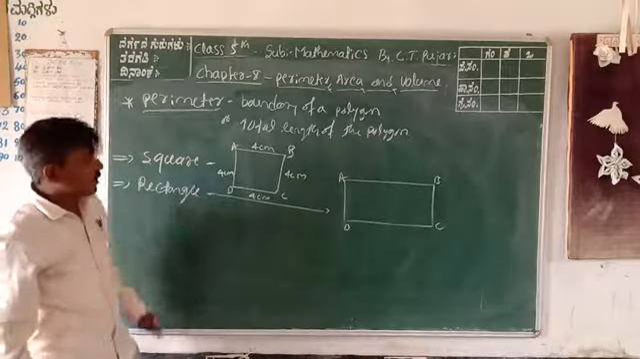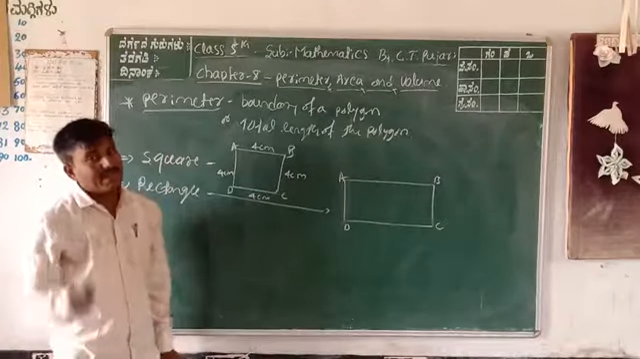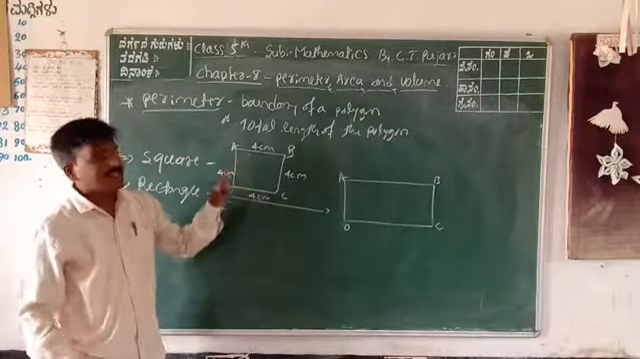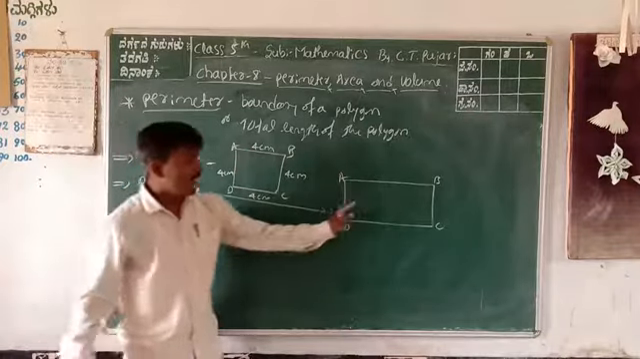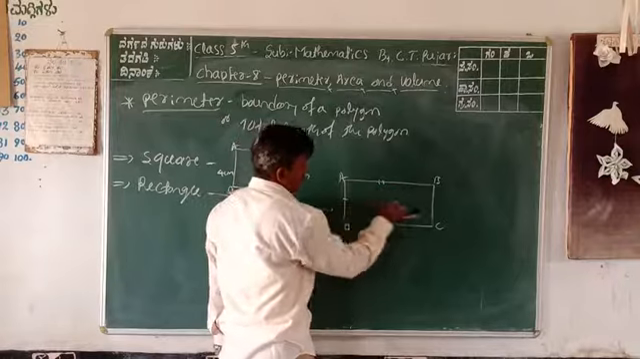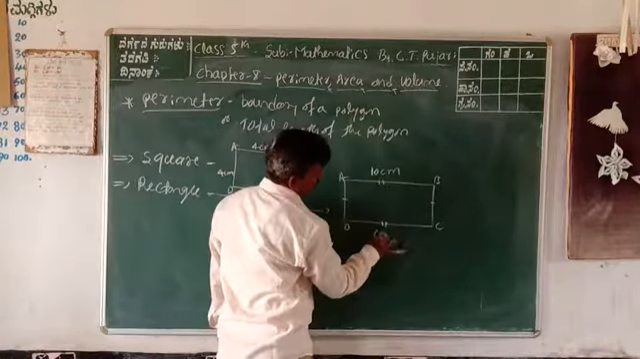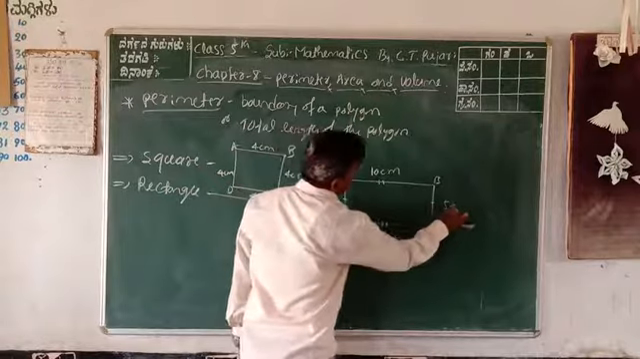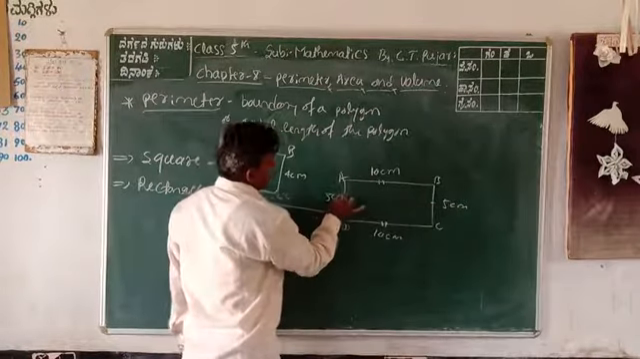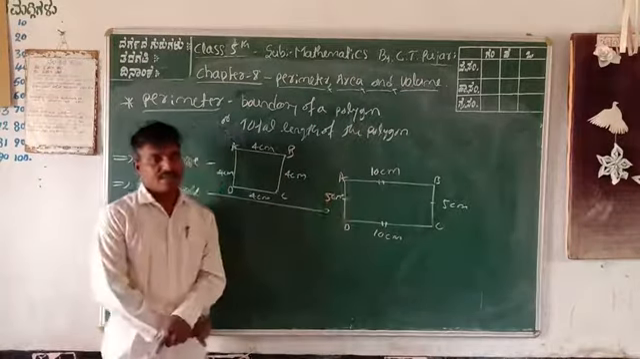But what is a rectangle? The condition is, in the square, all sides are equal. But in the rectangle, only opposite sides are equal. This is 10 centimeter. This is also 10 centimeter. This is 5 centimeter, 5 centimeter. Find the perimeter of the rectangle.